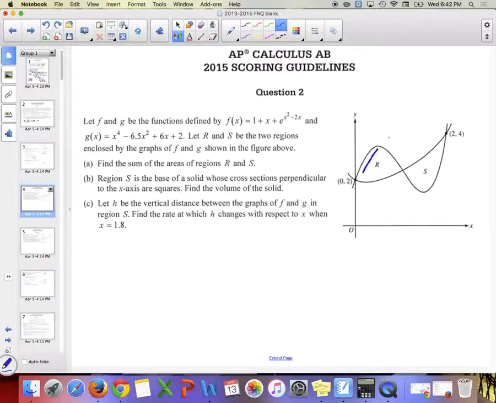Okay, so we've done lots of area and volume problems, and I've told you that over the last few years, they've gotten a lot harder. And you guys can see this is finding two areas, not just one area. So we have to add them together.